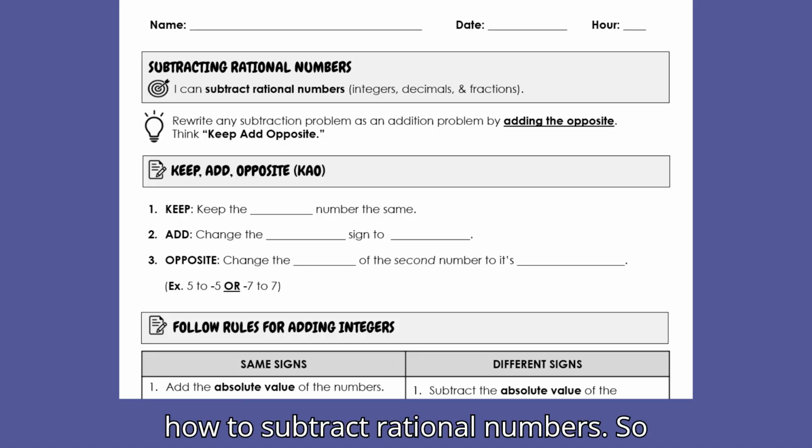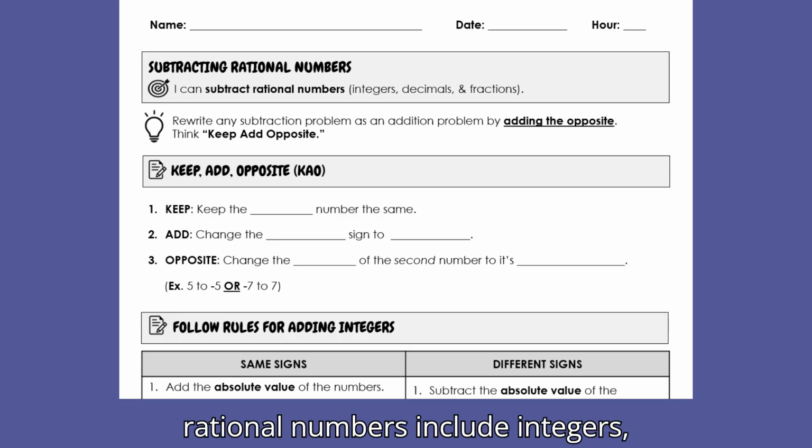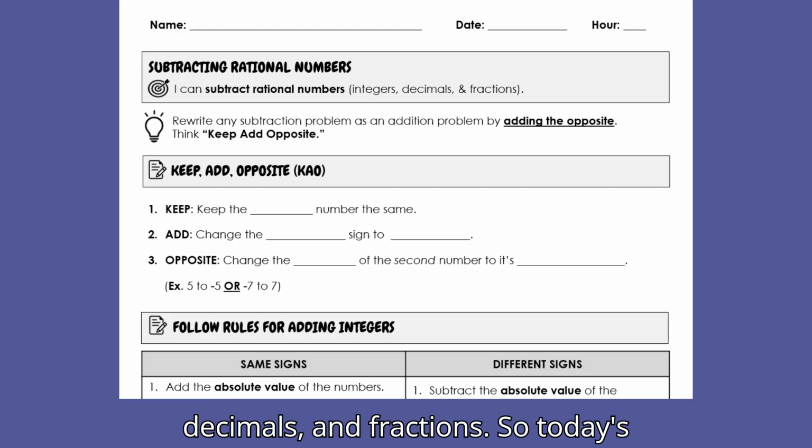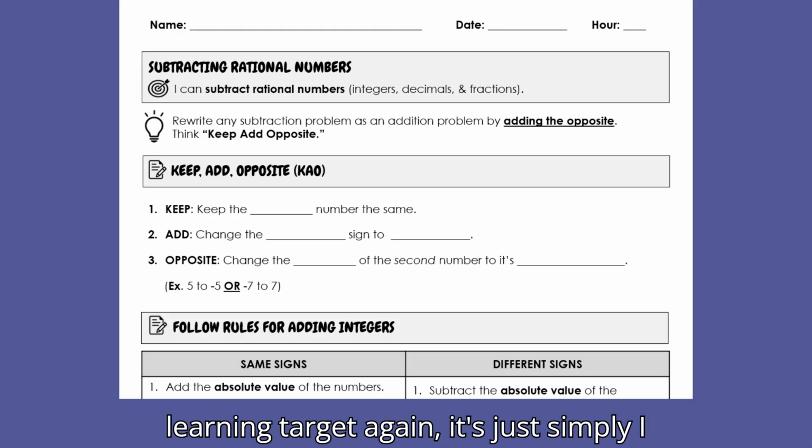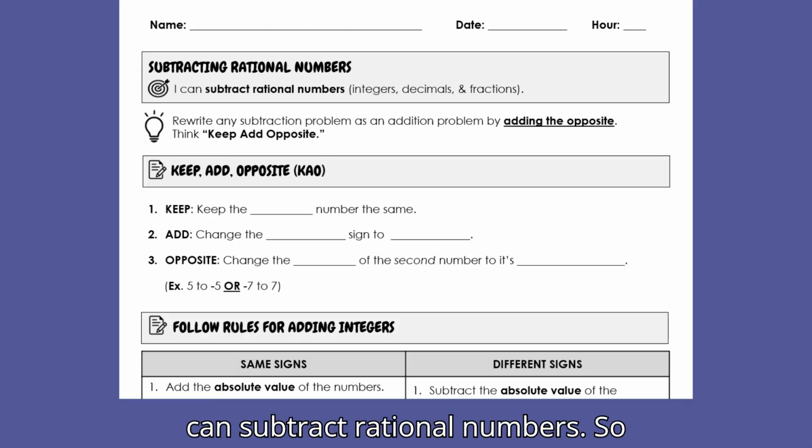Today we're going to be learning about how to subtract rational numbers. So rational numbers include integers, decimals, and fractions. So today's learning target, again, is just simply I can subtract rational numbers.